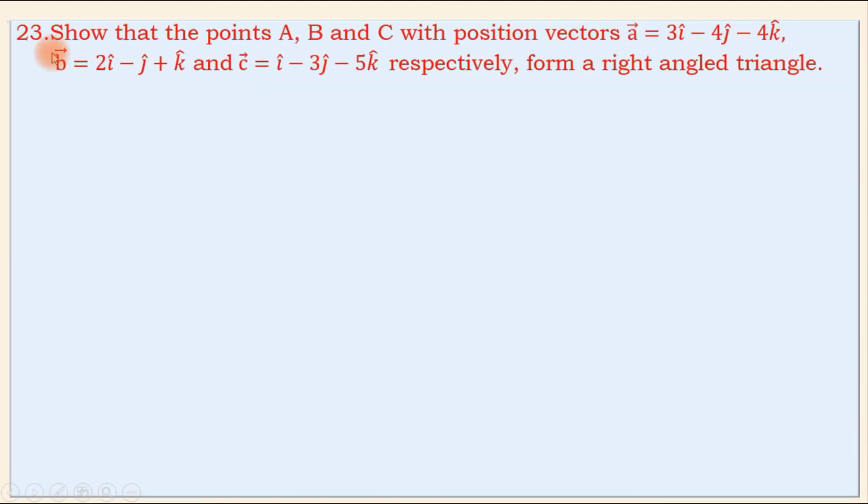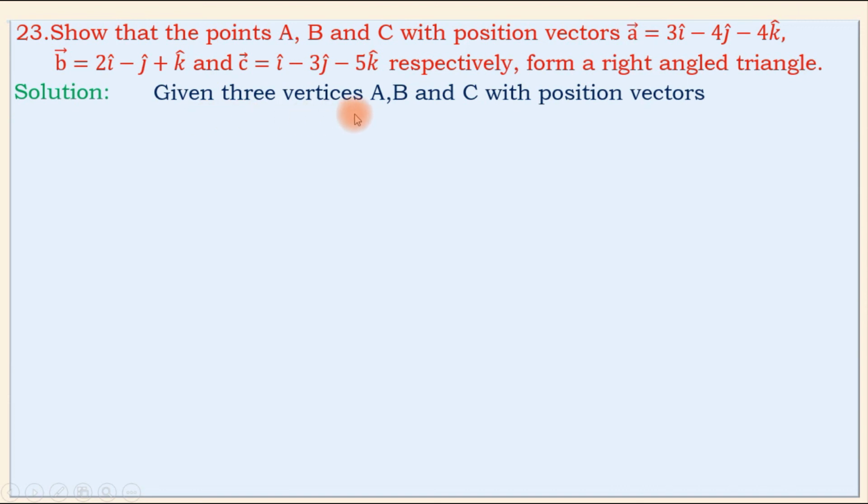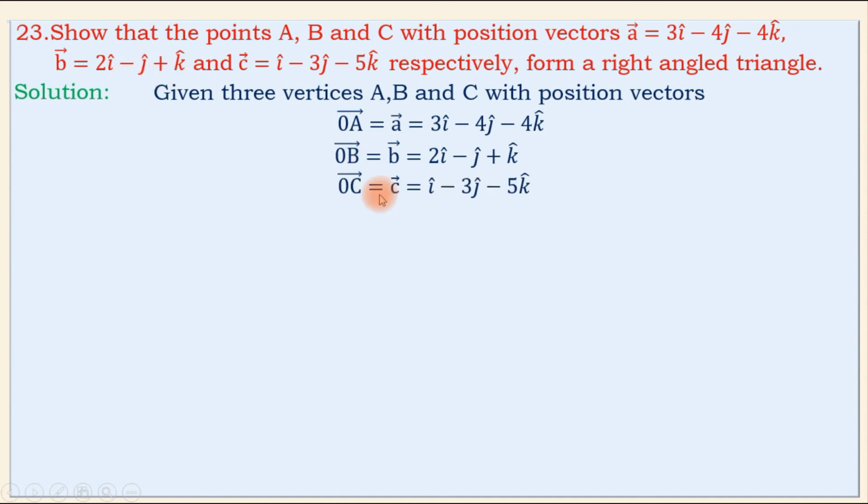Next, problem number 23. Show that the points A, B and C with position vectors a vector, b vector and c vector respectively form a right angle triangle. So given three vertices of triangle ABC with position vectors, OA vector equals a vector, 3i cap minus 4j cap minus 4k cap, OB vector equals b vector, that is 2i cap minus j cap plus 4k cap, OC vector equals c vector, that is i cap minus 3j cap minus 5k cap.